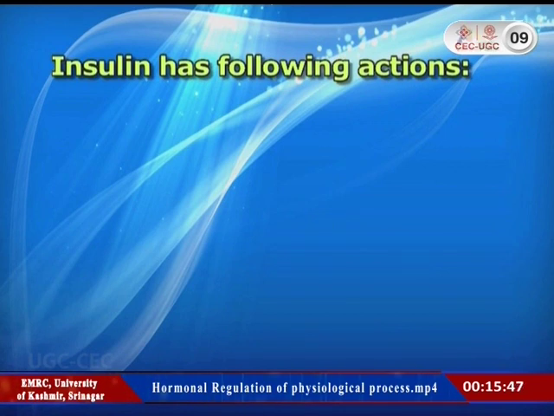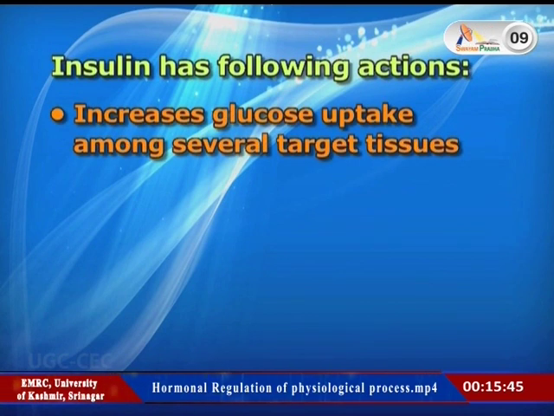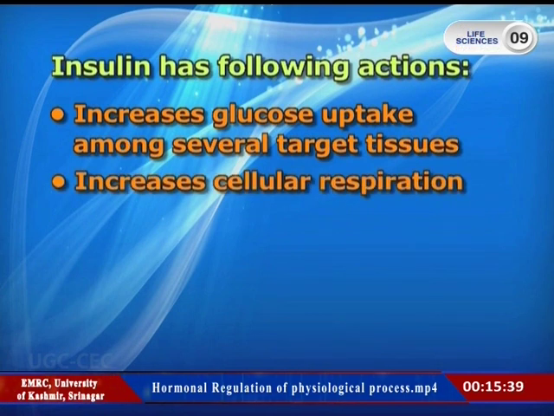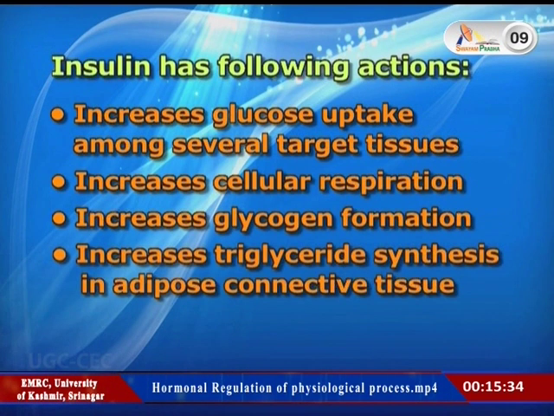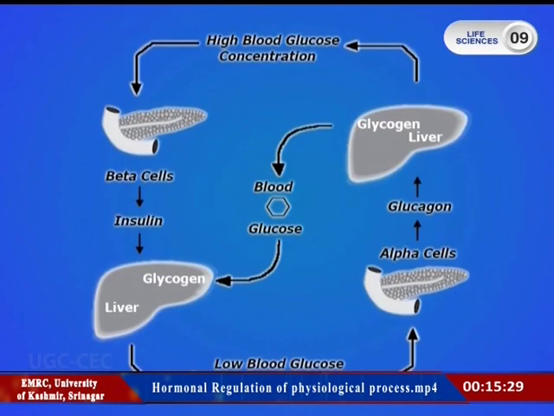Insulin has the following actions: increases glucose uptake among several target tissues, increases cellular respiration, increases glycogen formation, increases triglyceride synthesis in adipose connective tissue. But when there is low blood glucose concentration, alpha cells of islets of Langerhans secrete glucagon, which acts more, that is positive control, on the liver and increases blood glucose concentrations.